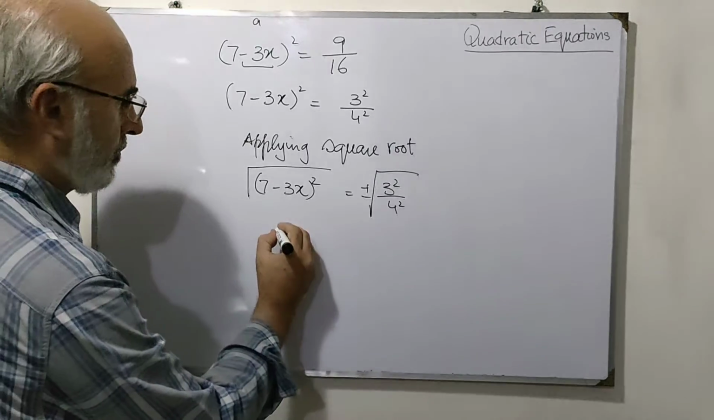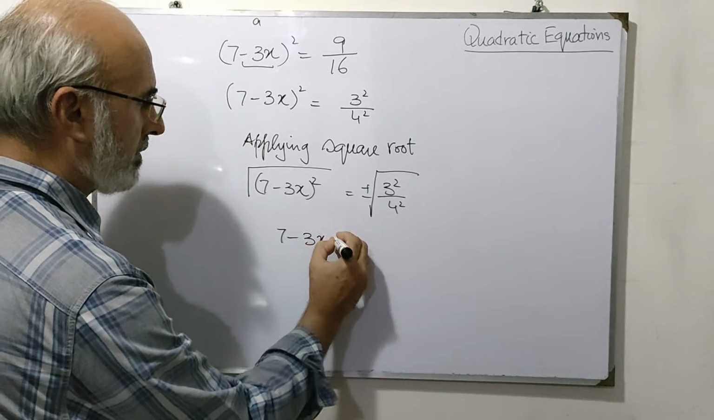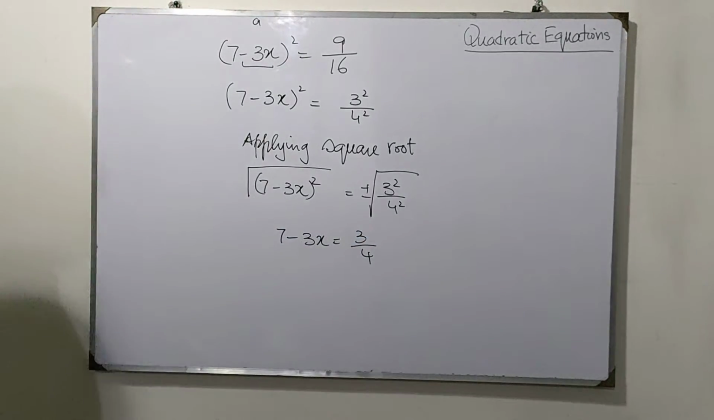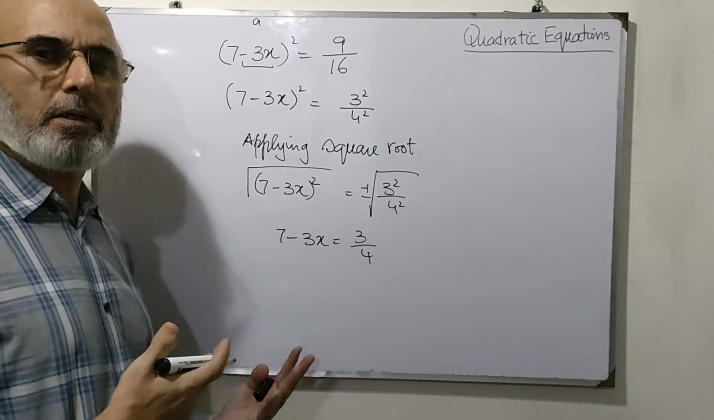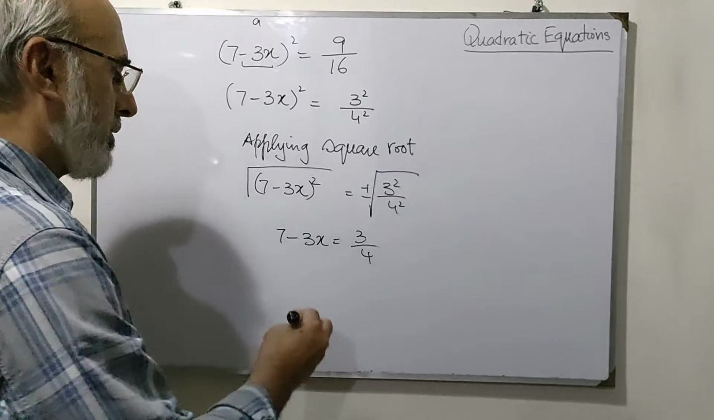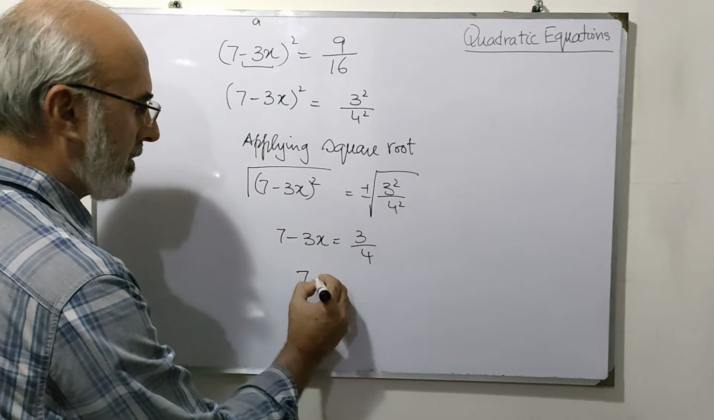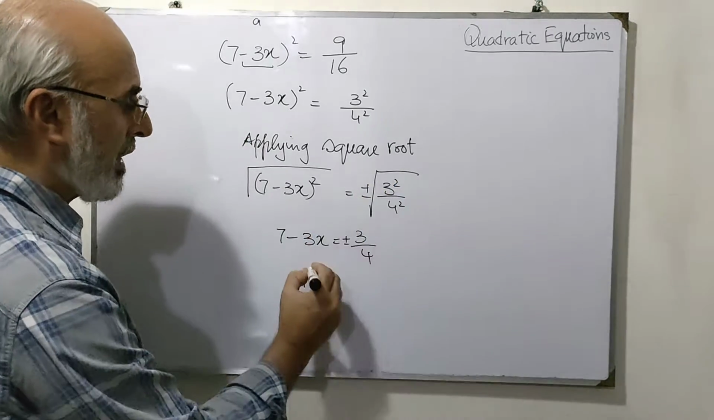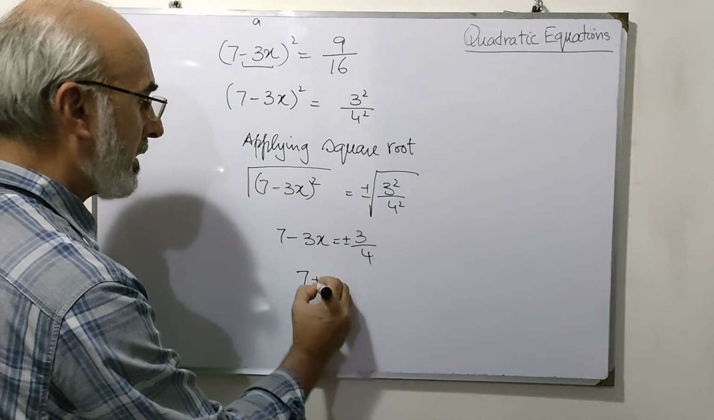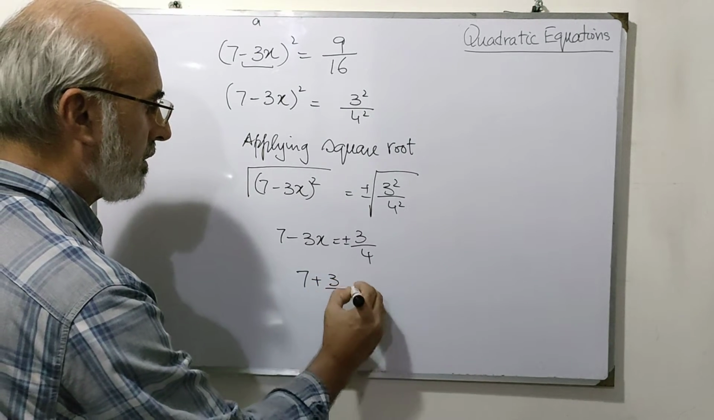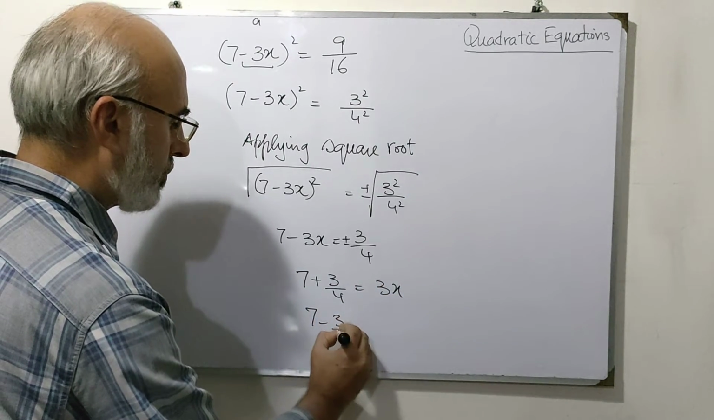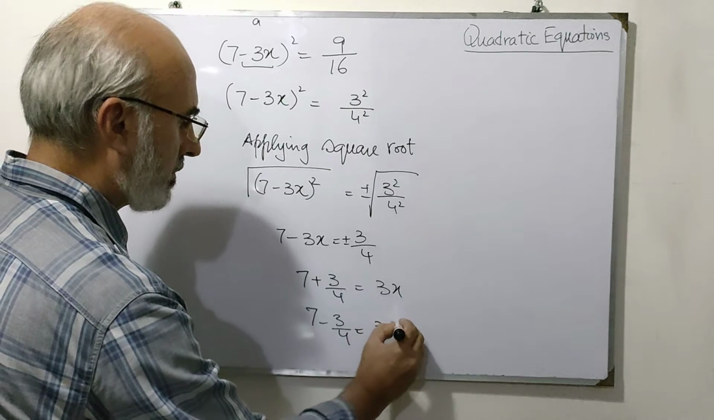So we have here minus 3x is equal to 3 over 4, and we are going to do some manipulation, and with that we're going to get the value for x. We can write it like this: 7 plus 3 over 4 is equal to 3x. 7 minus 3 over 4 equals 3x. Okay?